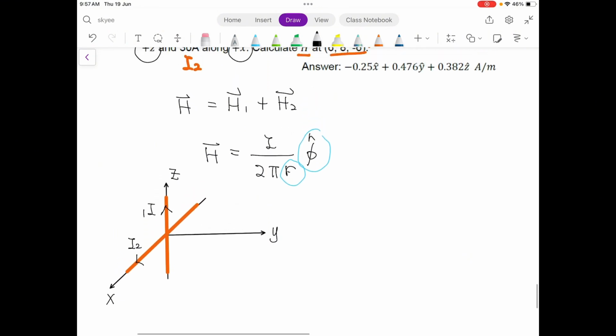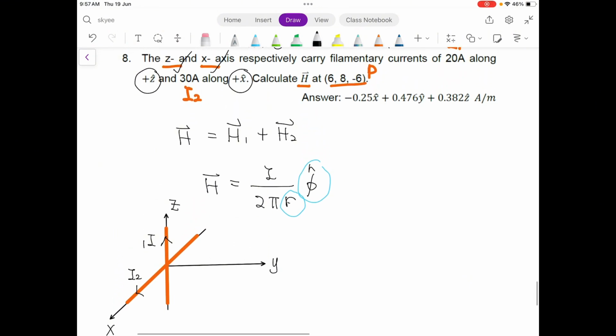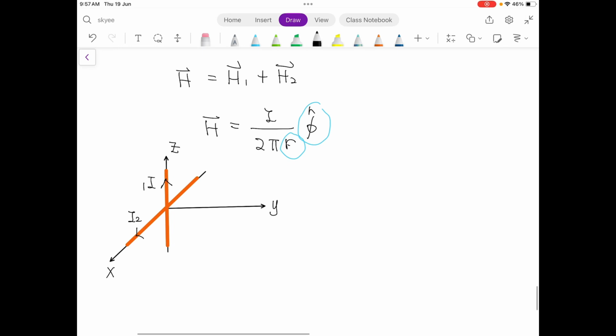So where is our observation point? 6, 8, negative 6. 6 might be here, and for negative 6 you have to go down. This is just an estimation, so it's somewhere around here. Our observation point is 6, 8, negative 6.